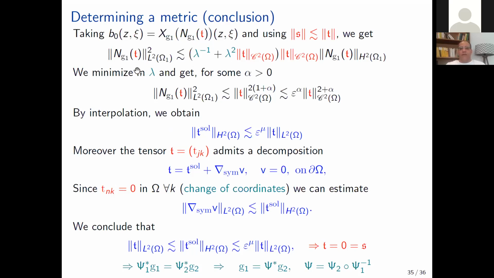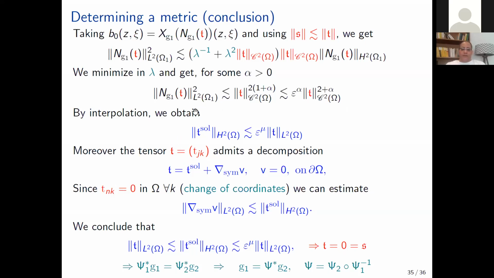Then the normal operator applied to T in L2 can be estimated by this one. Now we minimize this quantity with respect to lambda. Here we have some balance in lambda. Here is small, but here large, but T is small. So we minimize first with respect to lambda. We can obtain that the normal operator applied to T in L2 norm can be estimated by epsilon alpha, the norm of T, power 2 plus alpha for some alpha positive in C2 topology.